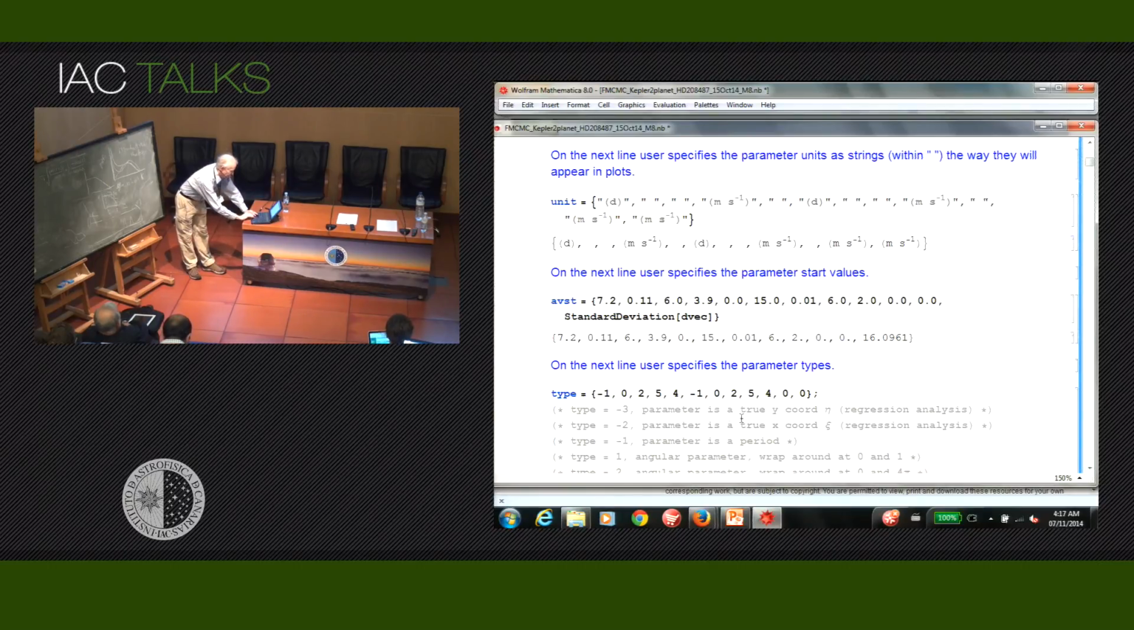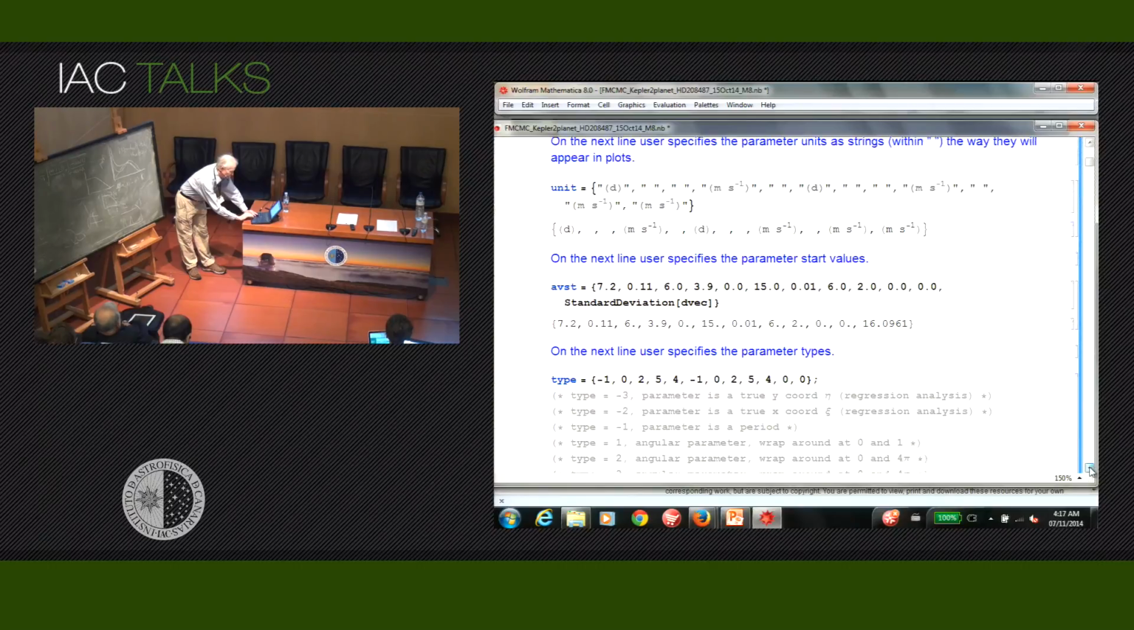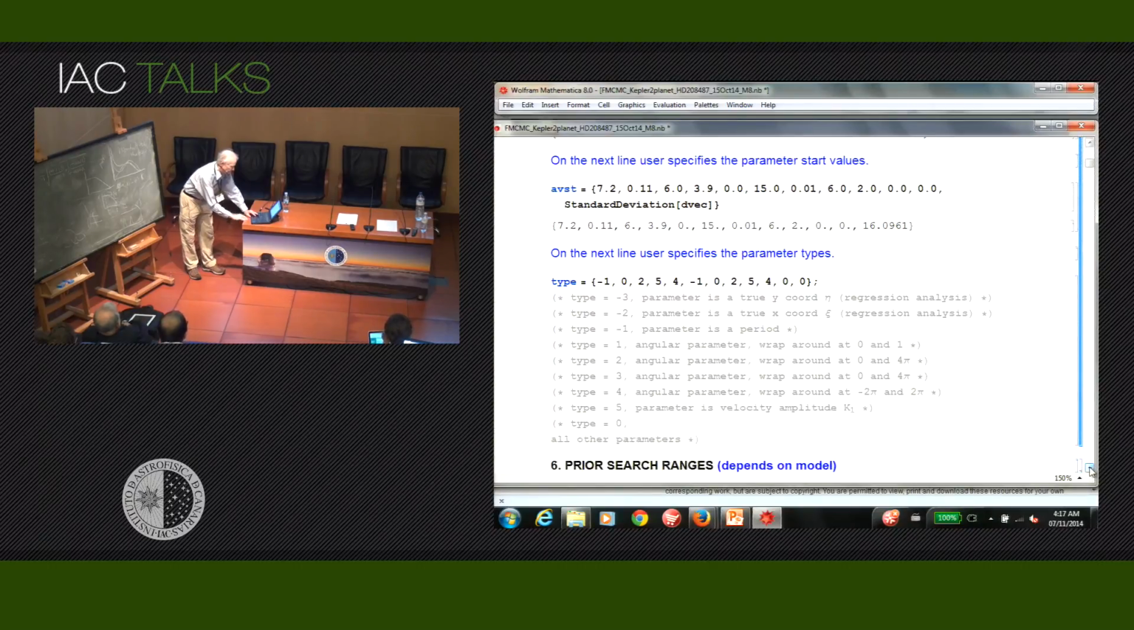And so there are parameter types here, some of which have nothing to do with the Kepler problem. So basically, here's my template of parameter types that I used. And if you give the right parameter type, then the proposal distribution will do the right thing.